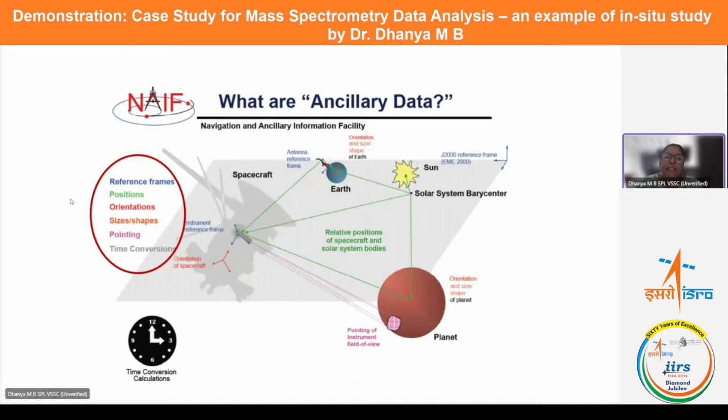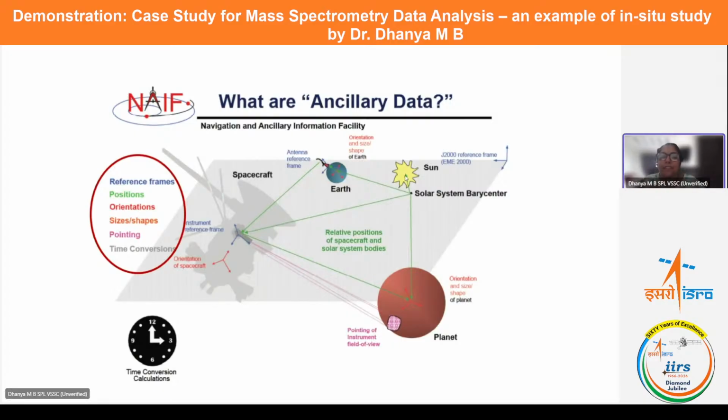Basically, there's a spacecraft and you receive the signal on Earth. We want to know where the spacecraft was with respect to another planet. So the reference frame changes from spacecraft to Earth, then we are thinking of another planet, and then where was the Sun at that time. So time is a very important parameter here.